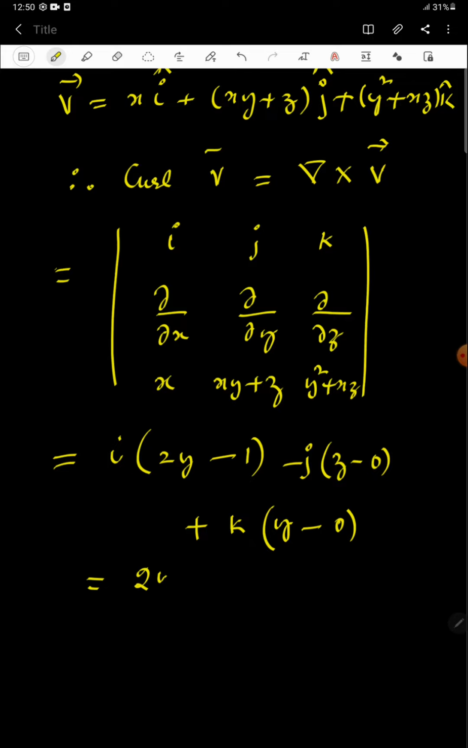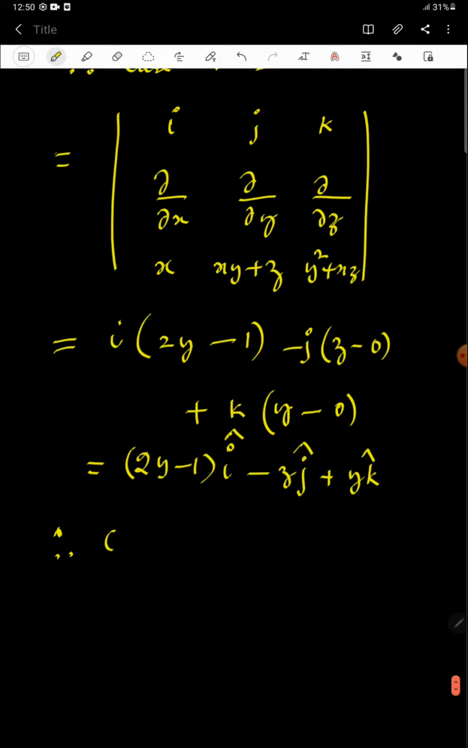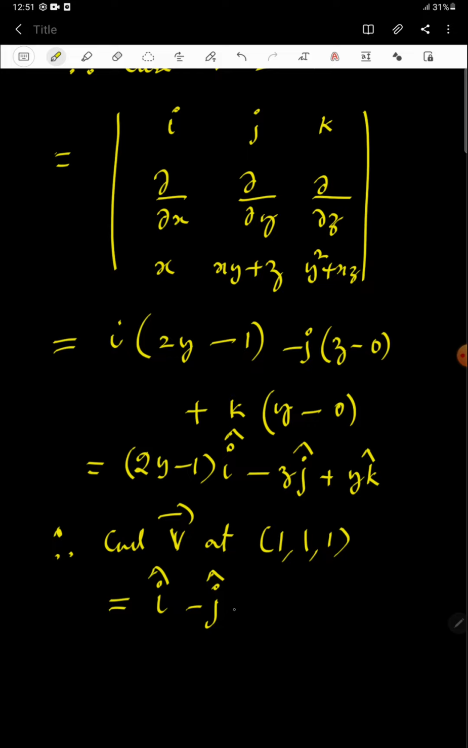So it is going to become (2y minus 1) times i minus z times j plus y times k. This is the general curl. Therefore, curl of the vector V at the point (1, 1, 1) is obtained by substituting x as 1, y as 1 and z as 1. So I get 2 into 1 minus 1, that is 1 i, minus j, plus k.